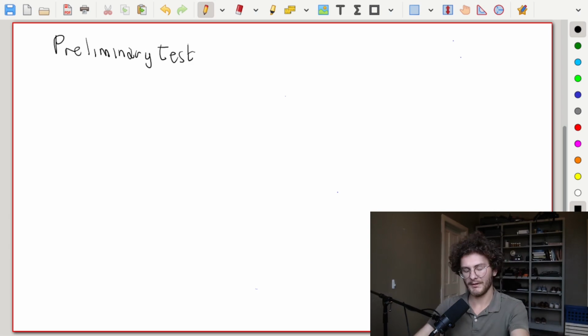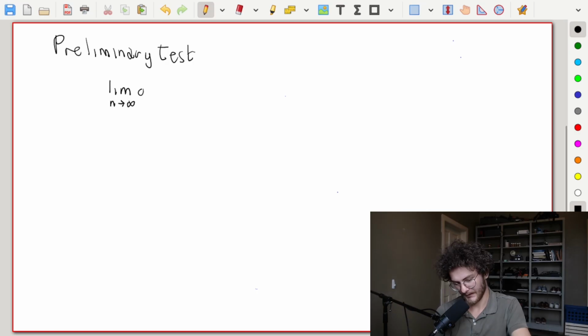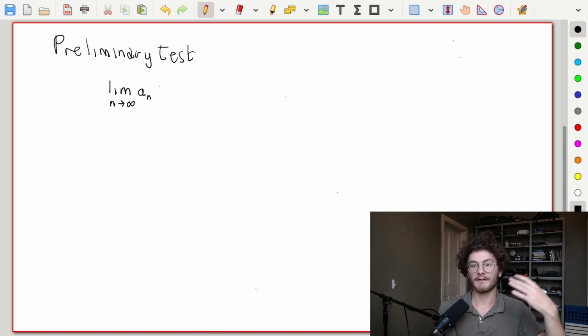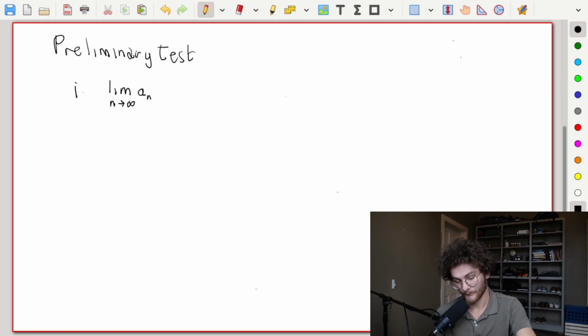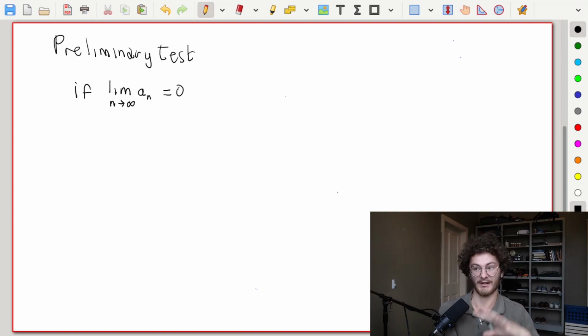So the preliminary test is literally what it sounds like. It is preliminary, meaning that what this really does is it weeds out really, really badly divergent series. It simply says, okay, we're going to take the limit as a sub n approaches infinity. So the limit as n approaches infinity of a sub n, and we're going to test that. Now, if this limit equals 0, we got to test further. We got to keep on trying stuff.